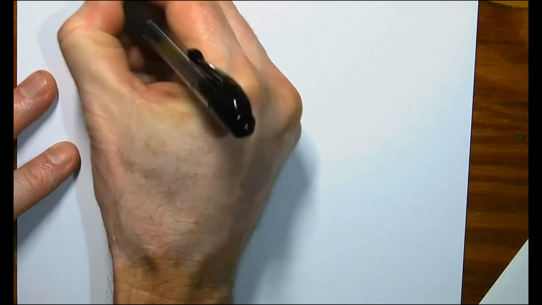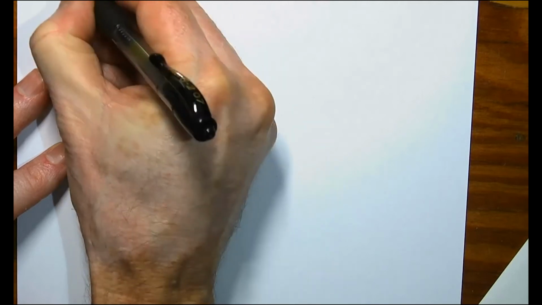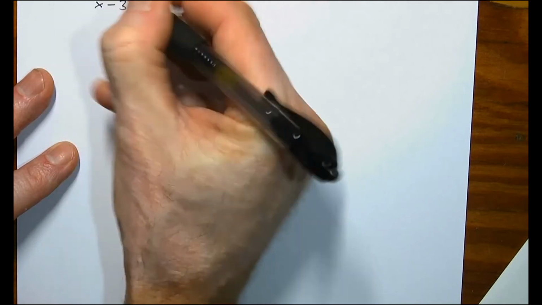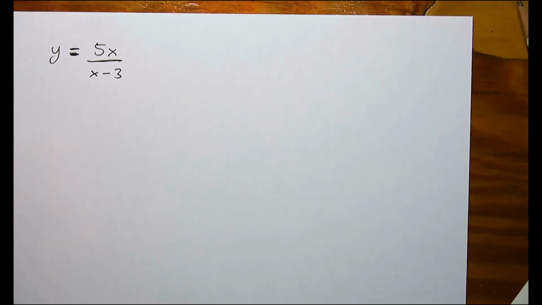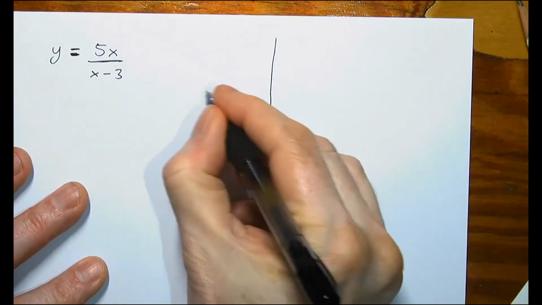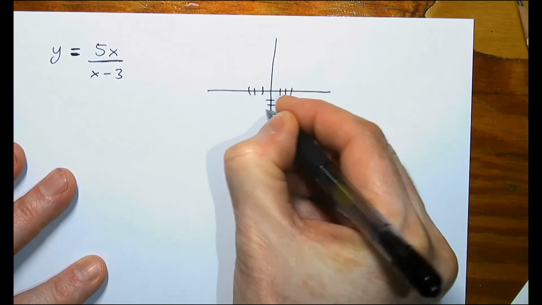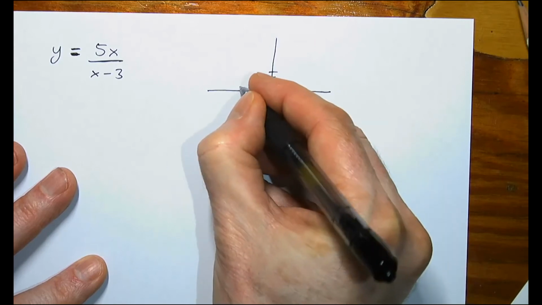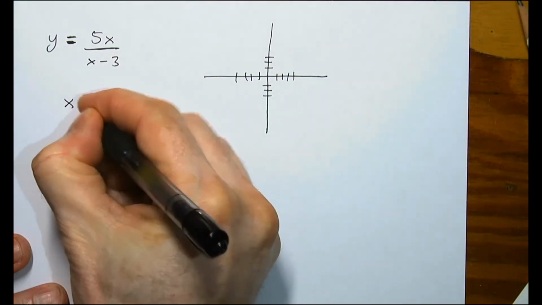Okay, let's throw another one. I want you to try to do it. I'm going to put 5x over x minus 3. Okay, so you should be good at this question right now. Here's my graph paper. I can put a few numbers. Let me give you a chance to try it. If you need more time, you can pause the video. I'm just going to write a few things.